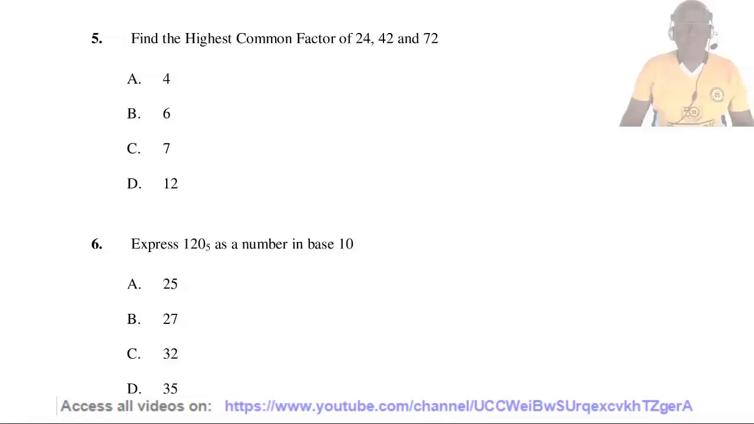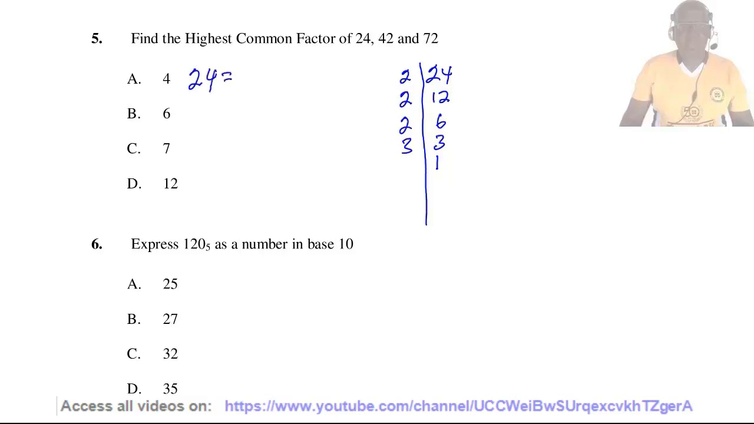Question 5. Find the highest common factor of 24, 42, and 72. We shall first find the product of the prime factors of 24, then 42, then 72. So for 24, 2 goes into 24, 12. 2 goes into 12, 6. 2 goes into 6, 3. 3 goes into 3, 1. So 24 equals 2 times 2 times 2 times 3.